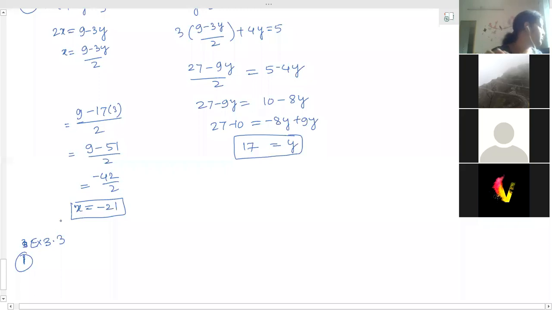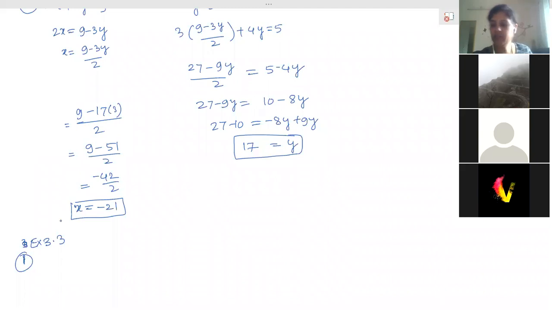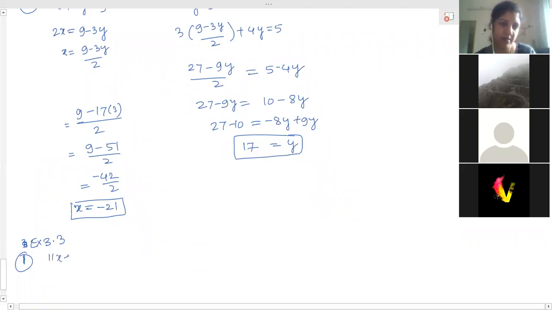RD 3.3, first question. 11x plus 15y plus 23 is equal to 0. 7x minus 2y minus 20 is equal to 0.